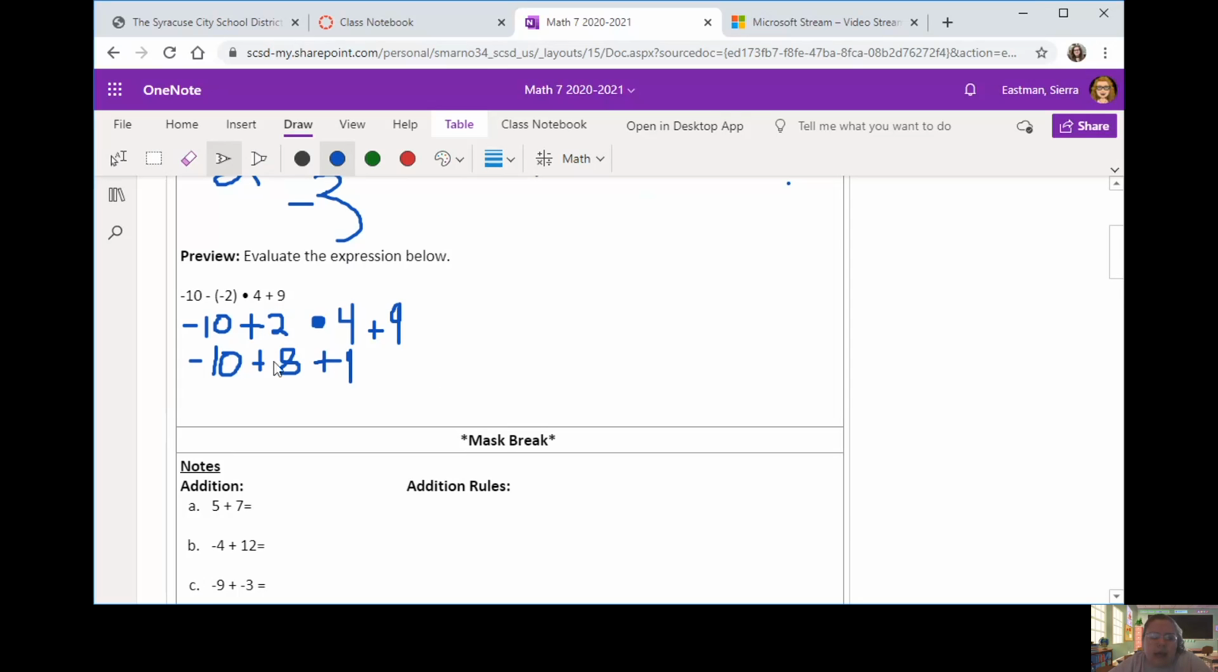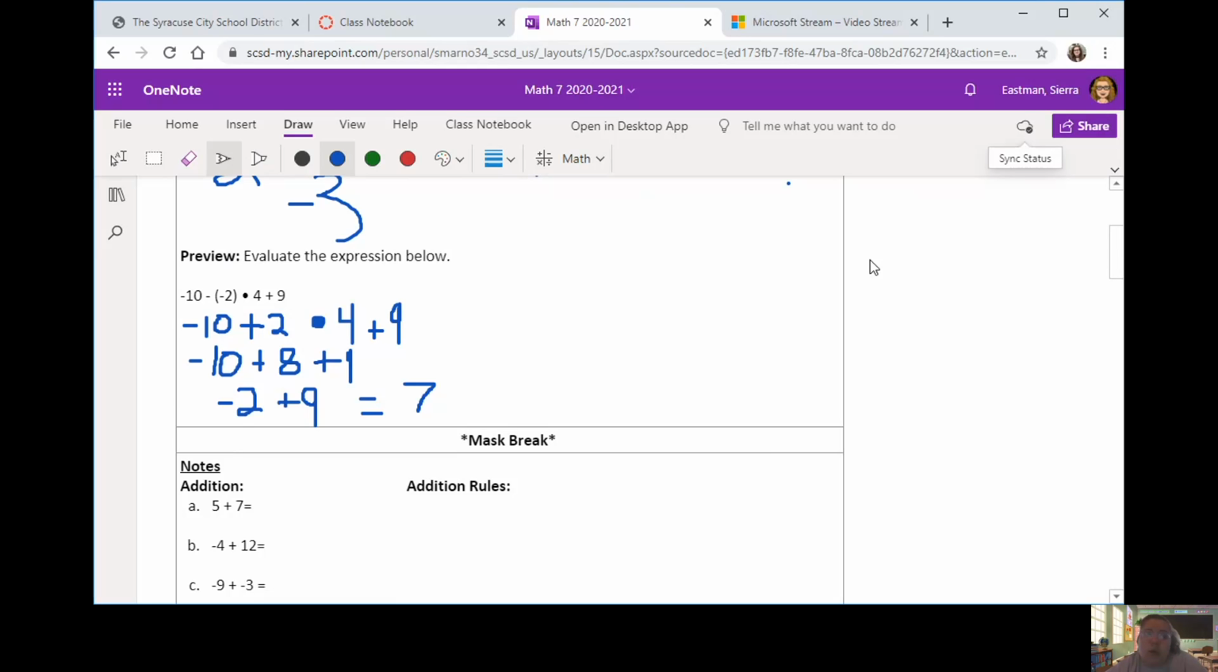And we want to add from left to right. We want to go in order, just like we were reading a book. Every time we read a book or read a sentence, we go from left to right. So -10 plus 8. That would give me a -2. And then I still would have to add that 9 on, but I can bring it down to the next step. And now I'm going from left to right again. -2 plus 9. That should give me a positive 7 for my final answer.